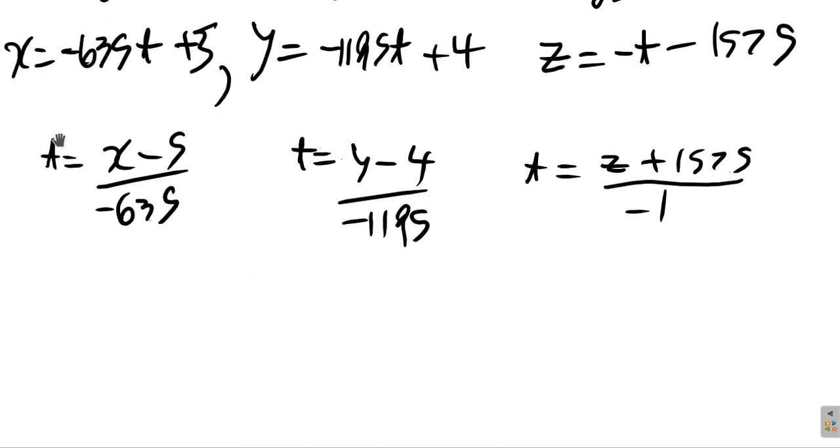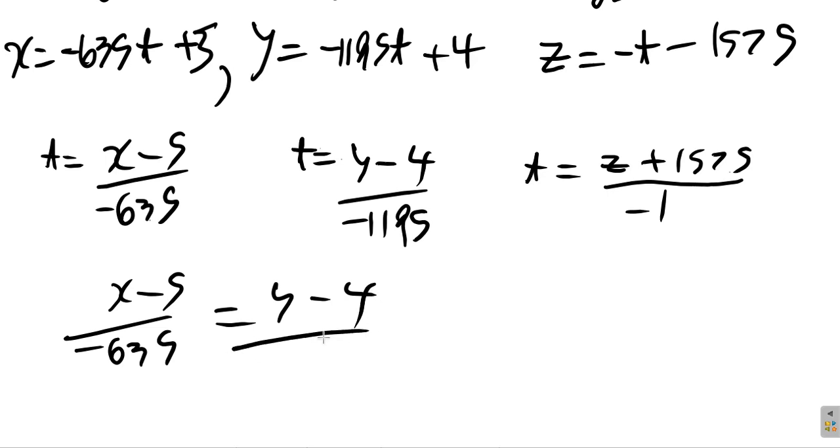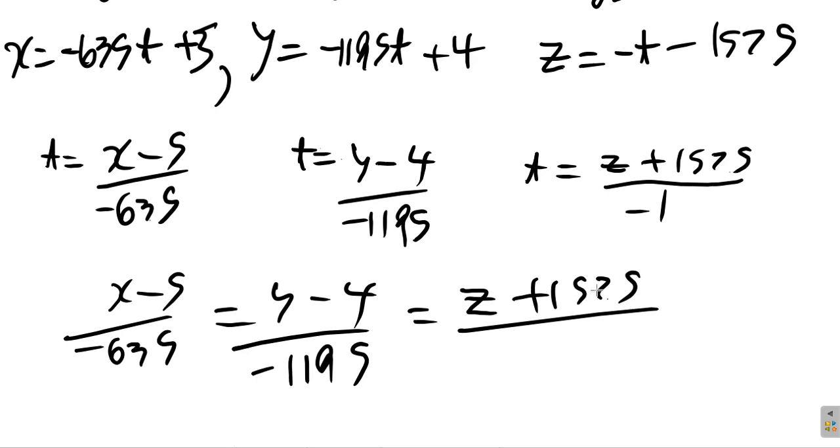So all these now, you can remove the t and say (x minus 5) over -635 is equal to (y minus 4) over -1195 is equal to (z plus 1575) over -1. So you have the equation now in symmetric form.